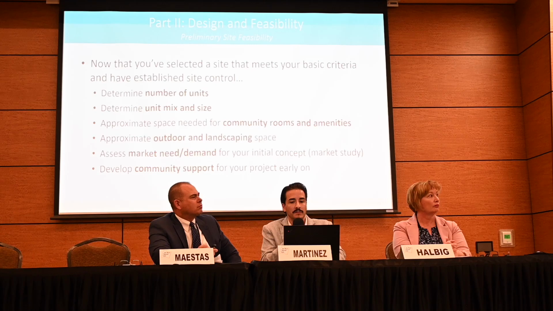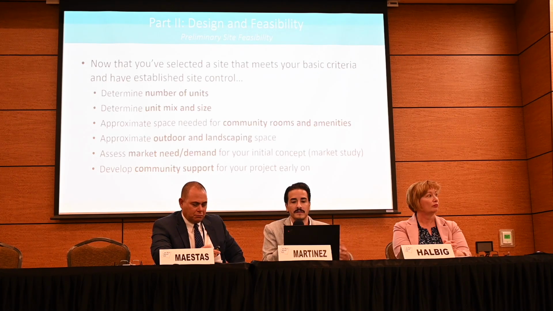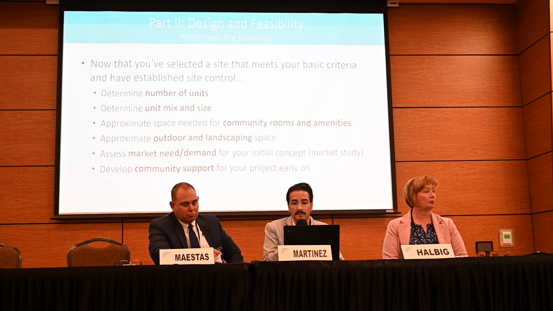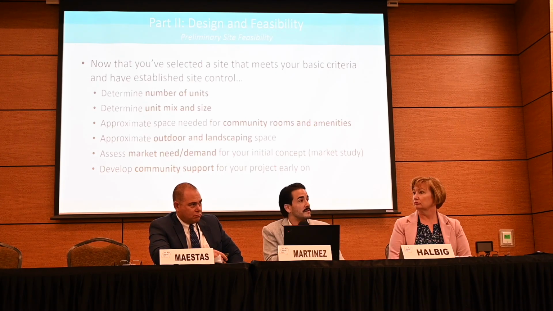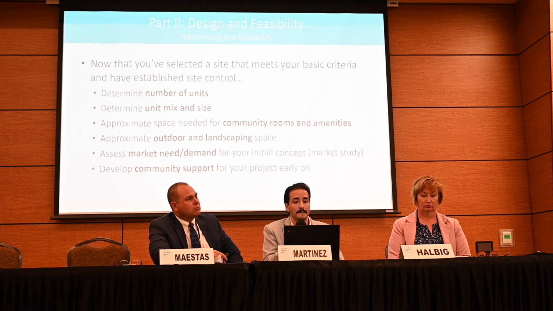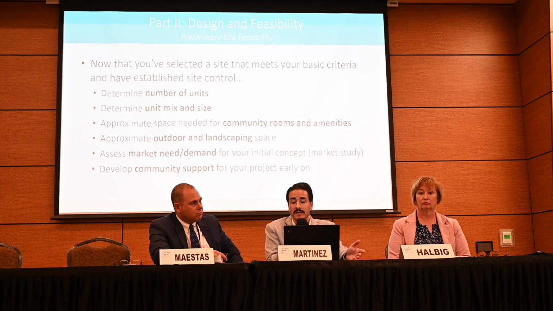So at this point, we're assuming that the developer has selected a site and all the due diligence that's necessary has been completed. And now they can begin to fill in the outline of the development concept. So they'll start to think more about what is feasible on the site and what's realistic for the capacity of the site. They'll start to pencil out things like how many units can go on the site, what the site can actually accommodate in terms of the unit mix and size, how much space can be dedicated to community rooms and amenities, and what the configuration of any outdoor or landscaping space might be.